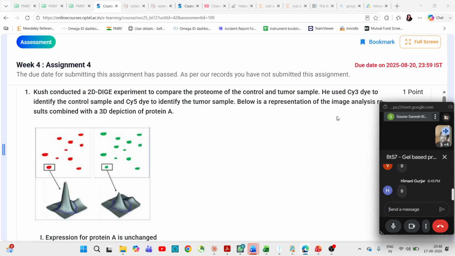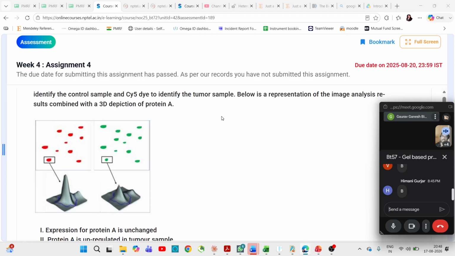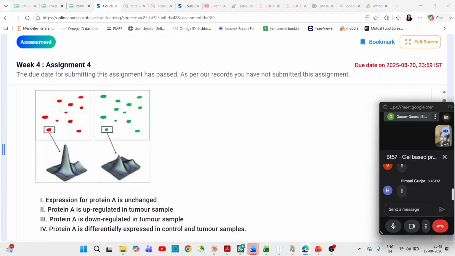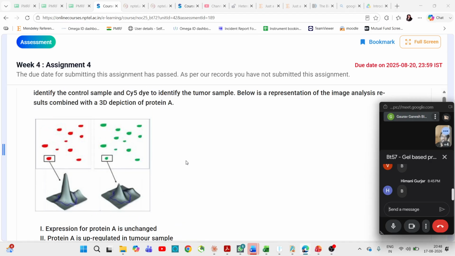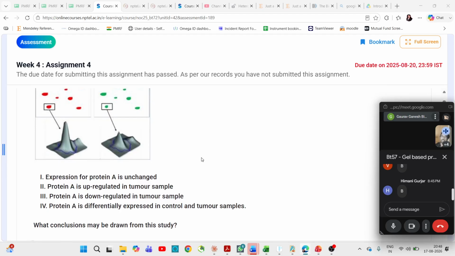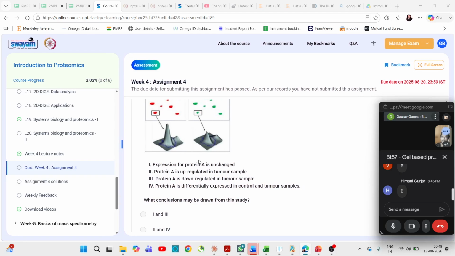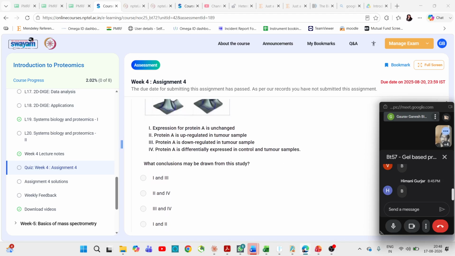And conducted, he used Cy3 dye to identify control samples, Cy5 below, the representation of the image. So what does this show? Expression for protein A is unchanged. This is the protein. So you need to find what conclusion can be drawn from this study. This is how it looks. Protein A is upregulated in tumor sample. Protein A is downregulated in tumor sample. Protein A is differentially expressed in control and tumor samples. Which one?